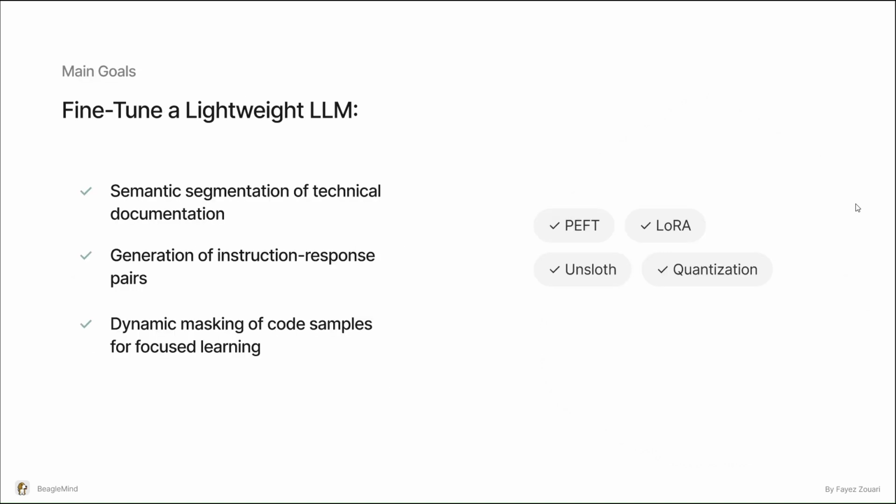And step 1 is the fine-tuning of the model. We'll start by fine-tuning a lightweight model with semantic segmentation of technical documentation. We'll generate question-answer pairs to form the training dataset and leverage code samples from the documentation. And to do this effectively, we'll be using techniques such as parameter-efficient fine-tuning, PEFT, low-rank adaptation, LoRA, and we'll be using quantization techniques with the Unsloth library.